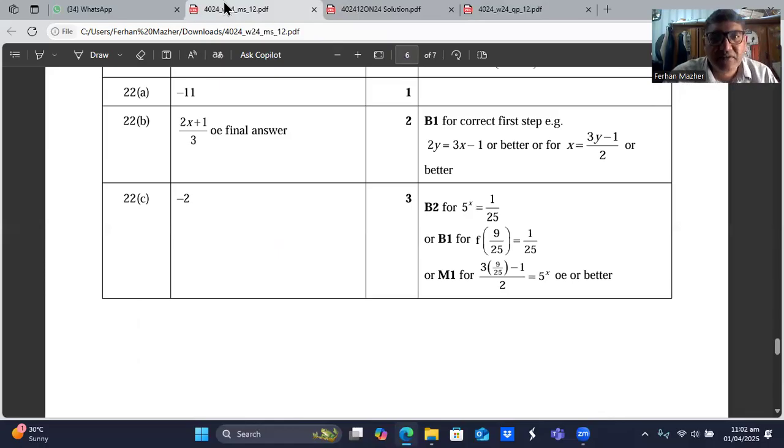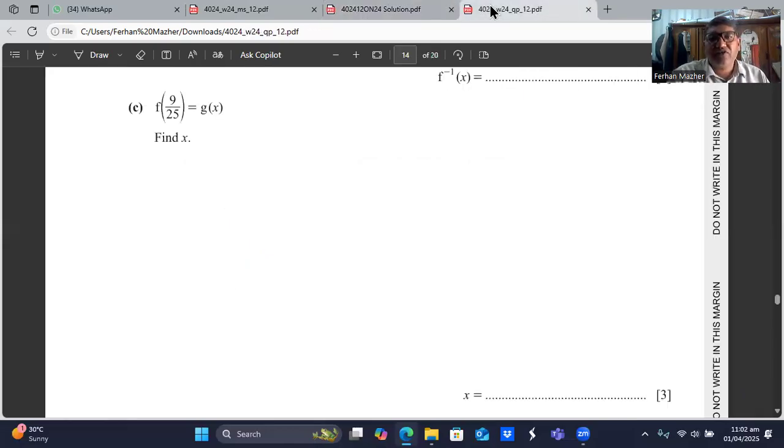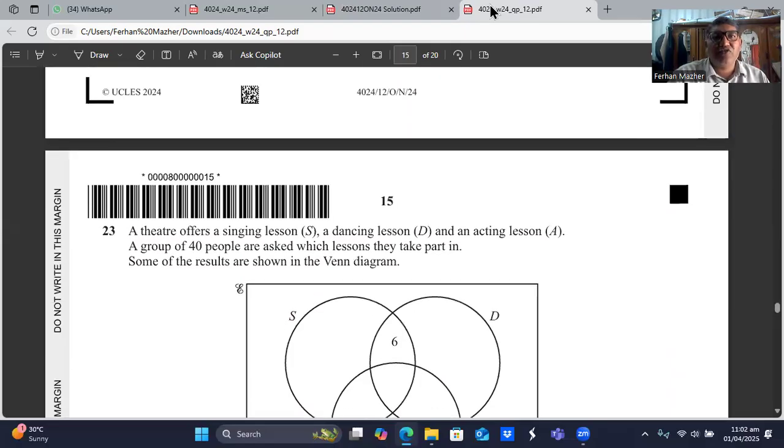Let's check the marking scheme. The x is equal to minus 2. This is how this is done. And this was question number 22, the C part. Now we are on question number 23.